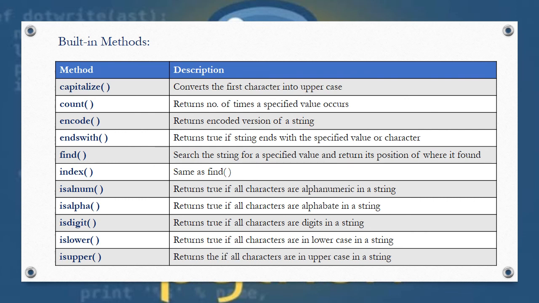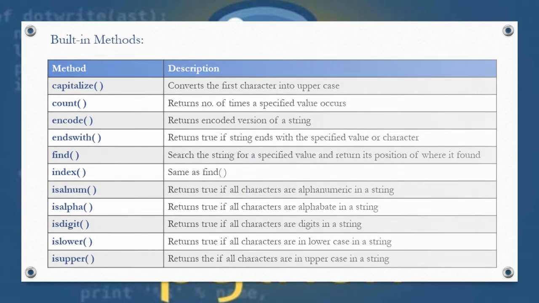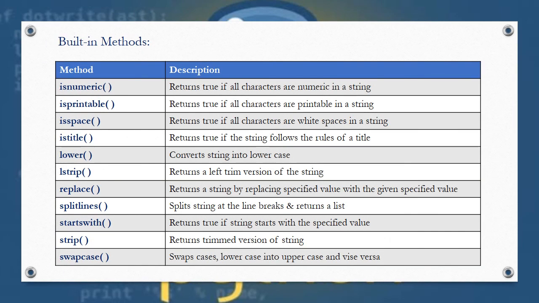The islower method will return true if all characters are in lowercase in a string. isupper will return true if all characters are in uppercase in a string. isnumeric returns true if all characters are numeric in a string. isprintable returns true if all characters are printable in a string. isspace will return true if all characters are white spaces in a string. istitle will return true if the string follows the rules of a title.